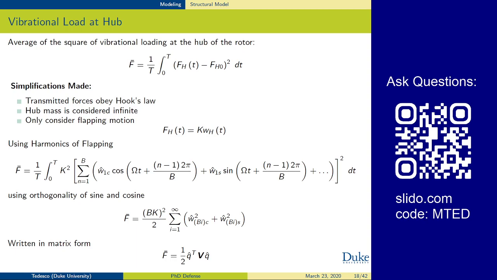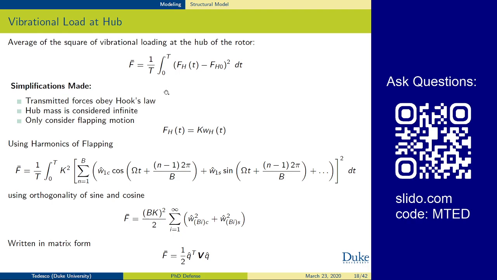Similar to before, where we created power for the aerodynamic model, we need to create an objective function for the structural model. And here, the key is going to be focusing on the average of the square of the vibrational loading at the hub of the rotor. Looking at an integral, it's going to look something like this, where we have our vibrational forces at the hub, minus the constant, because the constant is always there. It's not really a vibration. There are a lot of different ways we can model this, but we decided to start simple, and we can always take it further later on.